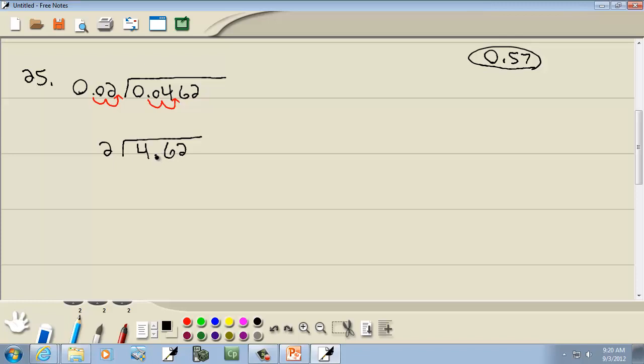Now again, where this decimal point is, you go straight up and put the point. 2 goes into 4 2 times. 2 times 2 is 4. Subtract that, that goes away. We'll bring down the 6. 2 does go into 6 3 times. So put 3 there. 3 times 2 is 6. Subtract that, and those disappear, and we'll bring down the 2. And 2 goes into 2 one time. 1 times 2 is 2. Subtract that, and we get 0. So our answer is 2.31.